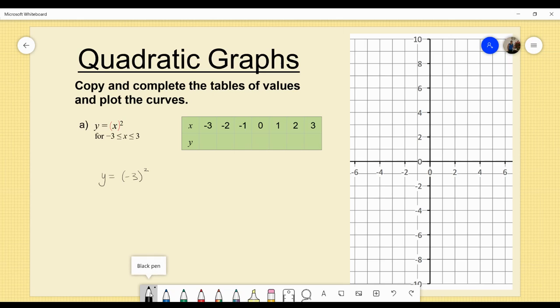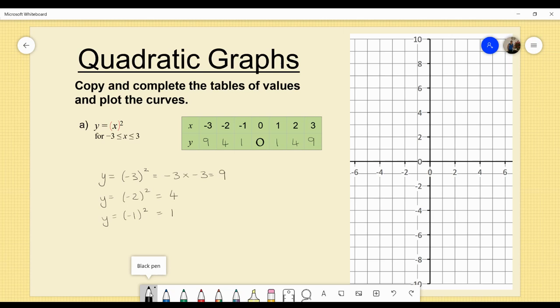And be careful, because I guarantee there's a few people out there saying that the answer to this is going to be -9, and it's not. (-3) squared is -3 multiplied by -3, which will give us +9. So +9 is going to go in there. For the second one then, I would be doing (-2) squared, and remember that's -2 times -2, making +4. I'm then going to calculate (-1) squared. That's going to give me +1, and so on. So 0 squared will be 0, 1 squared is 1, 2 squared is 4, and 3 squared is 9.